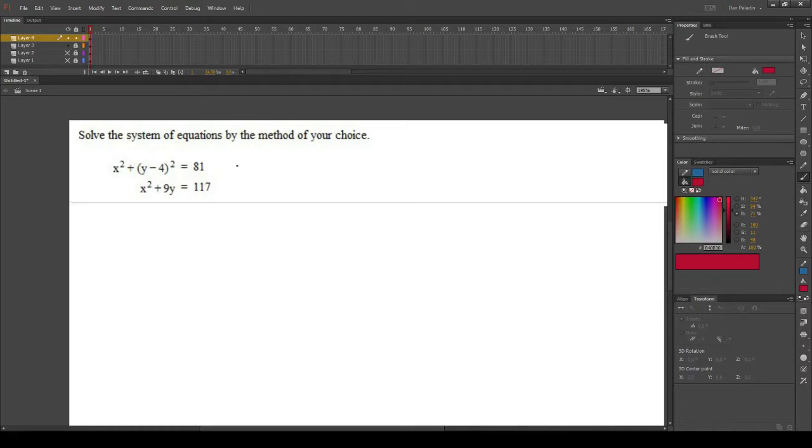Well, this guy is a circle, and the reason I know he's a circle is because it follows this form where it says x minus h squared plus y minus k squared is equal to 81. That's the form of a circle. So I know I'm dealing with a circle, and this guy is a parabola, and it is y is equal to x squared. So this is a vertical parabola.